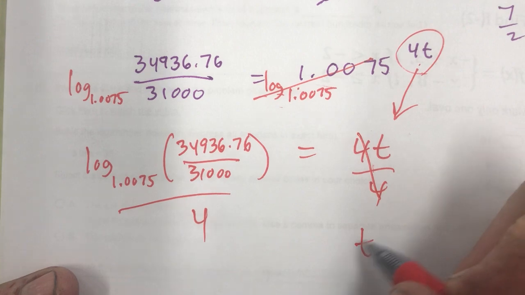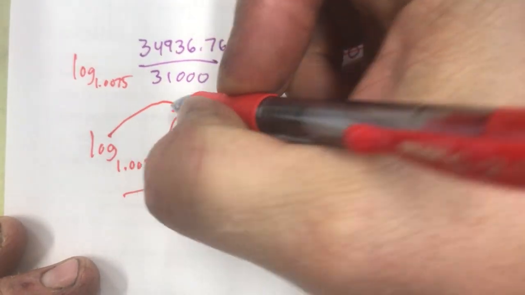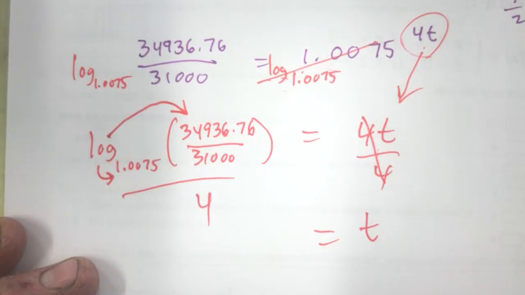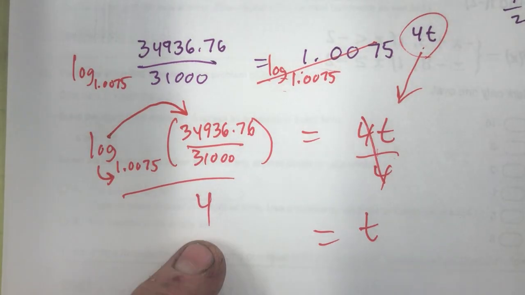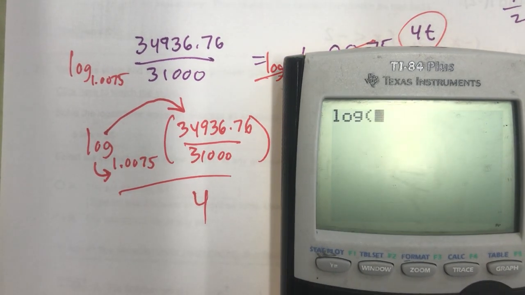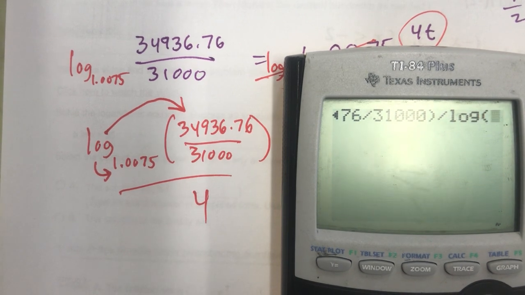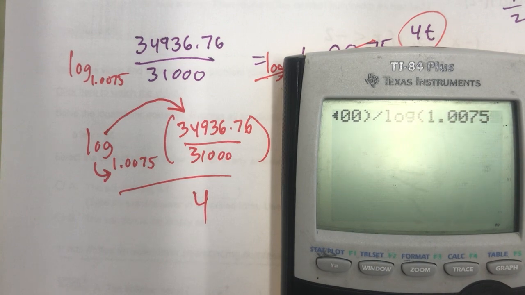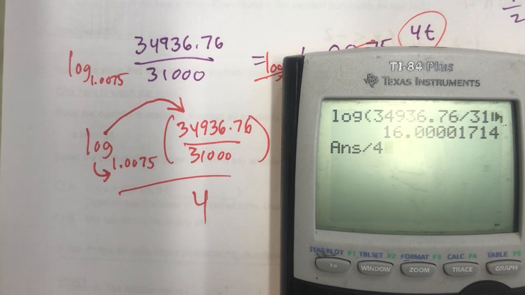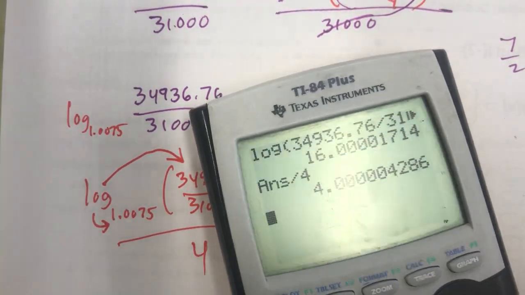When I do this, it cancels and t equals, I punch this in. Now when I punch this in, I've got to do log of this, divide by log of that, and then hit equals, and then divide by 4. Okay? So we've got log of 34936.76 divided by 31,000, close it up, divide by log of 1.0075, close it up, equals, and then divide by 4, and I get 4. You see it? 4.